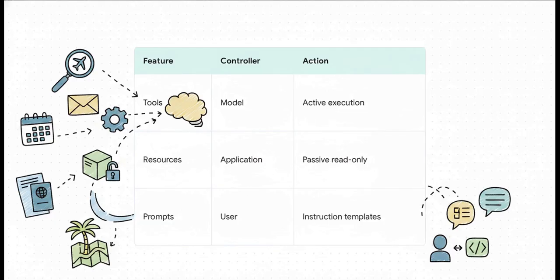Second, we have resources. These are controlled by the application and represent passive read-only data, like your calendar availability or past travel documents. They basically provide the context. And third, we have prompts. These are controlled by you, the user. Prompts are essentially these pre-built instruction templates that tell the model exactly how to combine those tools and resources to achieve a specific goal. Think of it like giving it a recipe.